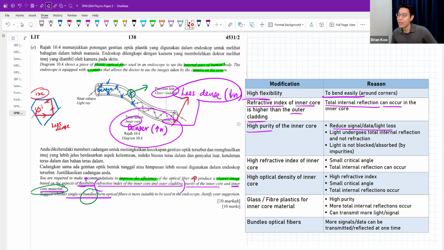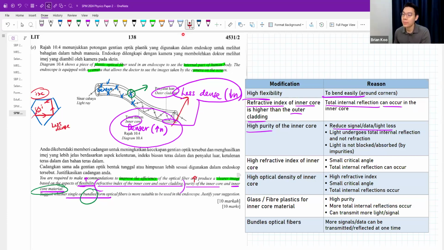Okay, light is not blocked or absorbed. Very pure means, imagine if inside got something not very pure, meaning got some impurities, it might block the light, right? It might be not fully transparent and that part will block some of the light. So blocked or absorbed by some impurities.